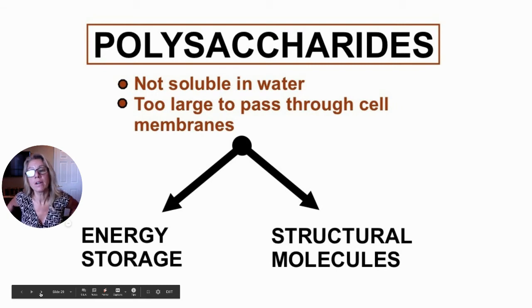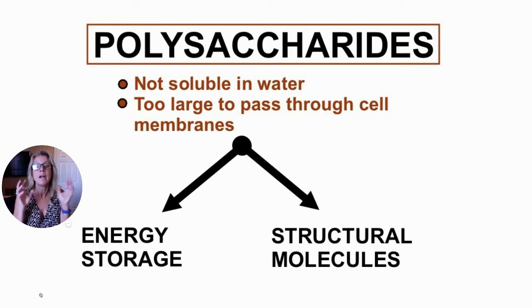Now, polysaccharides have something in common, all of them. They are not soluble in water, so they do not dissolve well in water, and they are such large molecules that they cannot pass through a cell membrane. Simple sugars can, okay? We'll talk about that and how they get across and how they get assistance in that, but polysaccharides are so large, there's not a way for them to pass through those cell membranes.